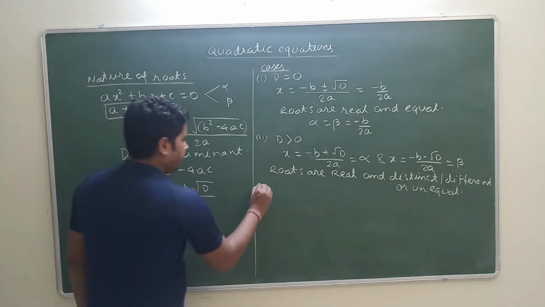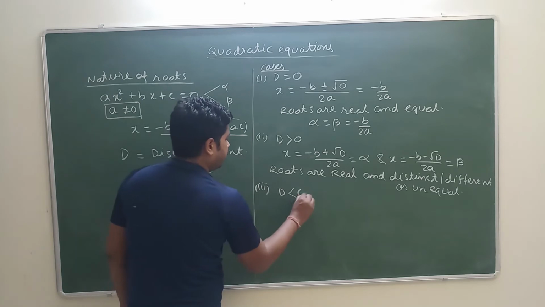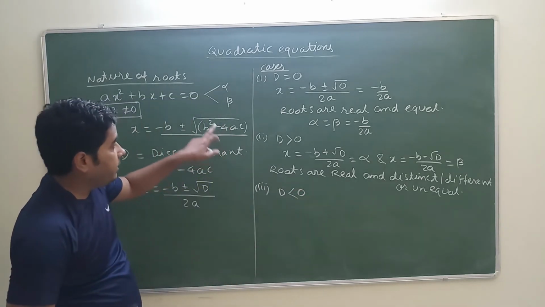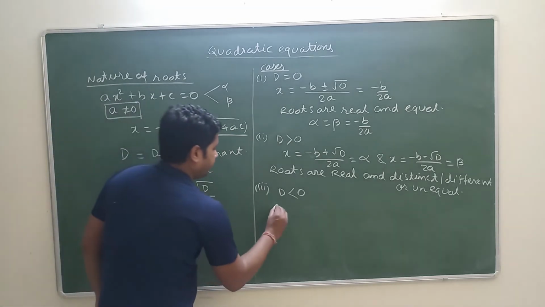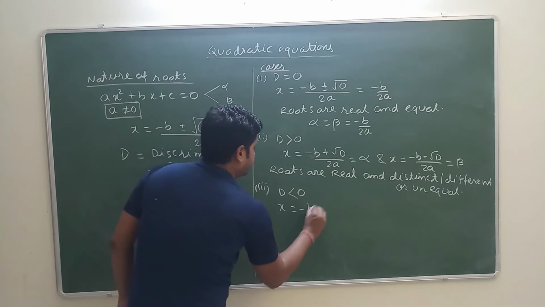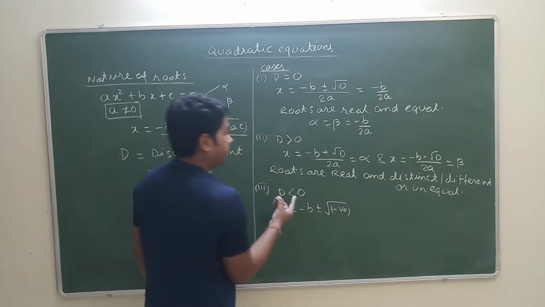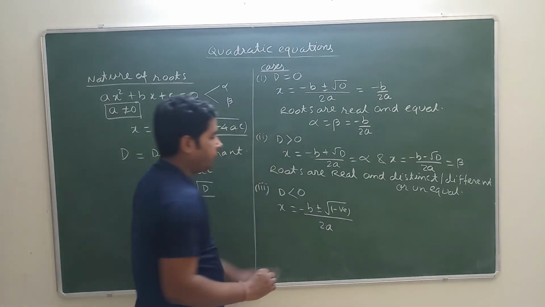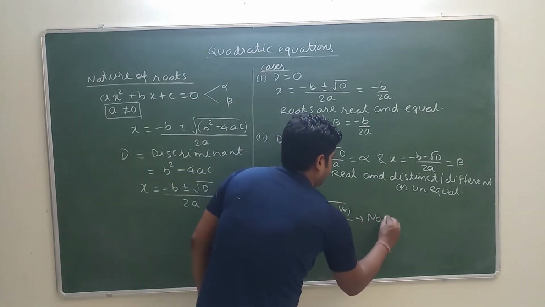One last case is there, when this discriminant is less than 0. Since this D is inside the square root, if it is negative, then what will happen? X will be minus b plus minus under root of a negative number, because this discriminant is negative, divided by 2a. So you cannot proceed further. In that situation, you will write no real roots.